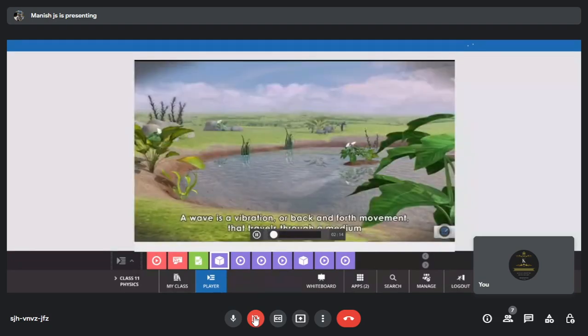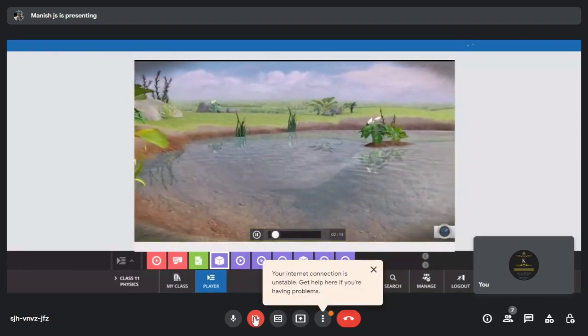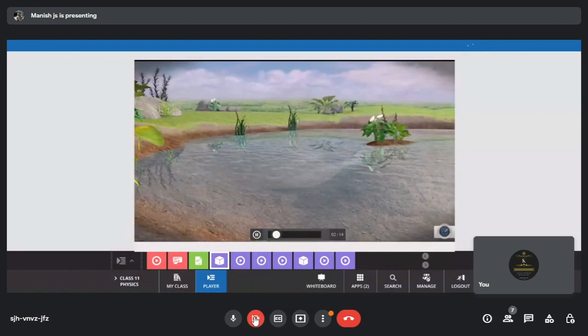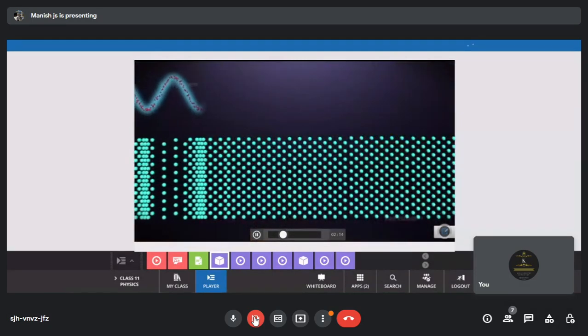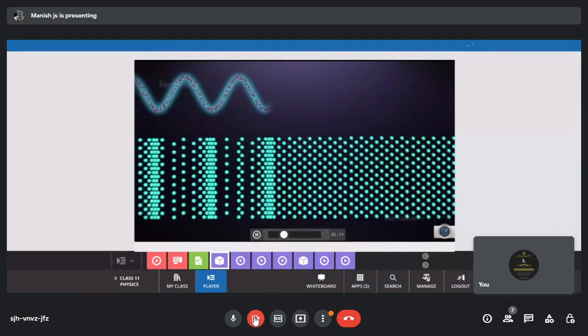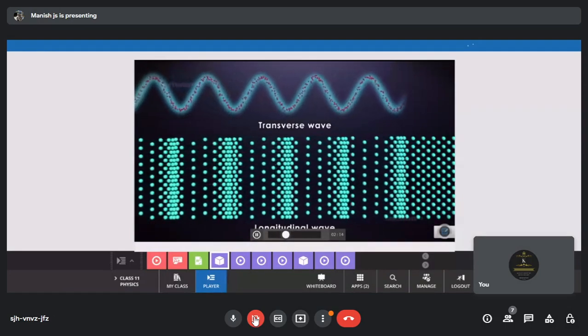A wave is a vibration or back and forth movement that travels through a medium. One familiar example is the ripples moving across the surface of a pond. If we drop a rock in a pond, we can watch the vibrations it creates in the form of ripples as they move across the water surface, beginning at the point where it struck the water. Based on how waves are transmitted, they can be one of two types, transverse or longitudinal.